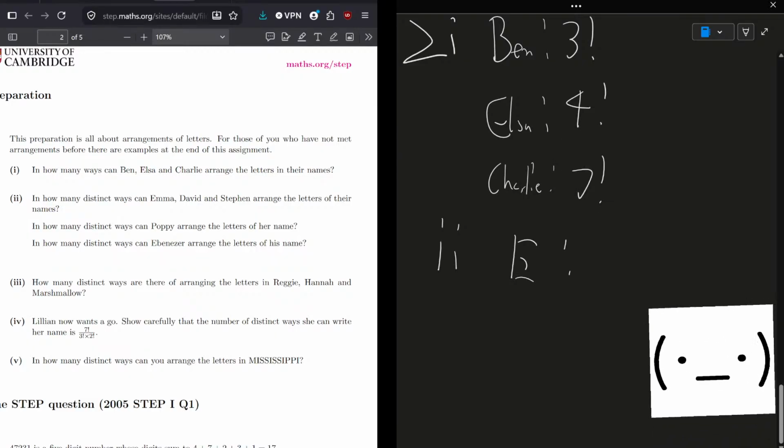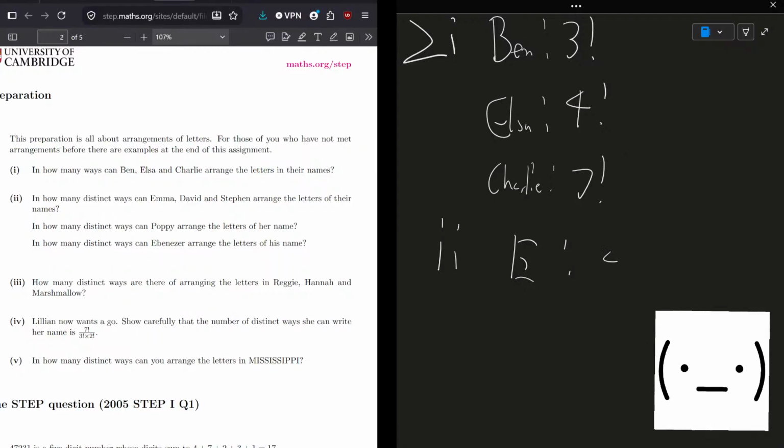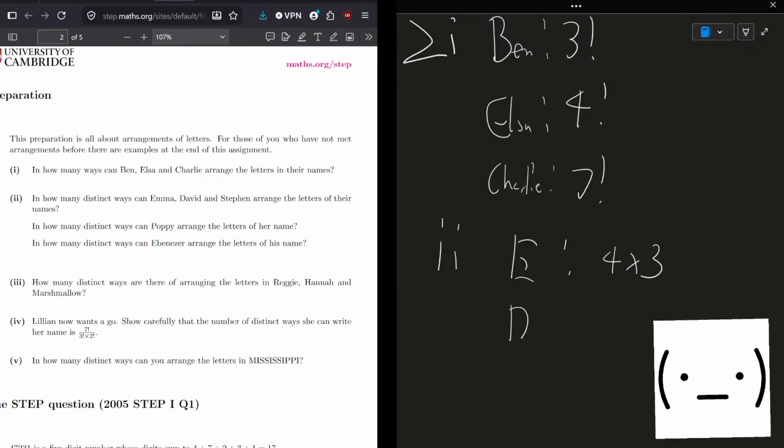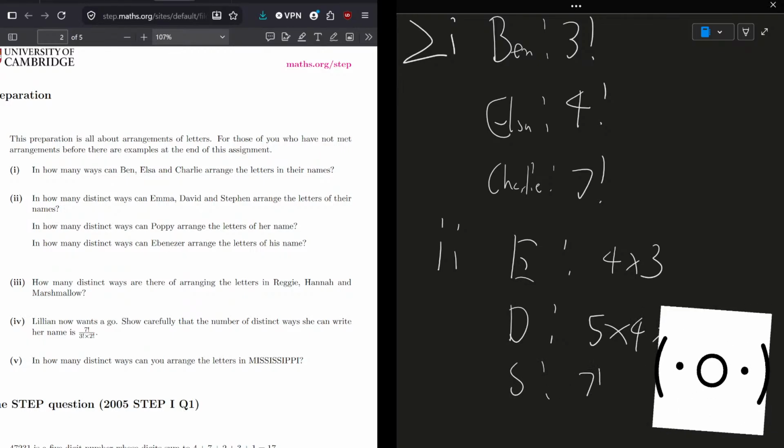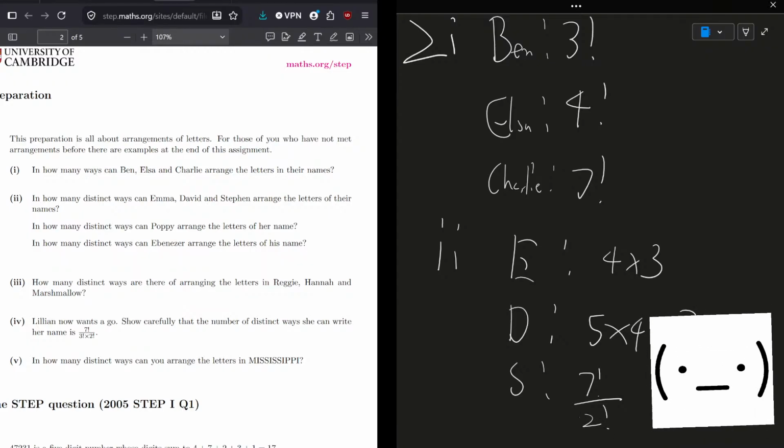I'll just write E, right? E has 3 factorial. David has... Mr. S has 7 factorial divided by 2 factorial.